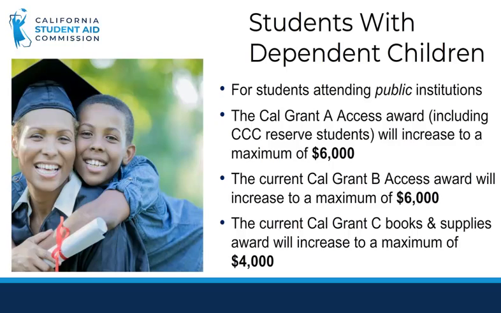The Access Award pays up to $6,000 for qualifying Cal Grant A and B recipients, or up to $4,000 for eligible Cal Grant C recipients. One significant change, of course, is there is no automatic community college reserve for students with dependent children receiving a Cal Grant A at a community college. This means that for the first time, a student with a Cal Grant A could actually be paid at a community college if they qualify for this award.